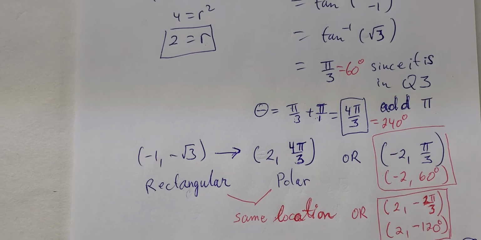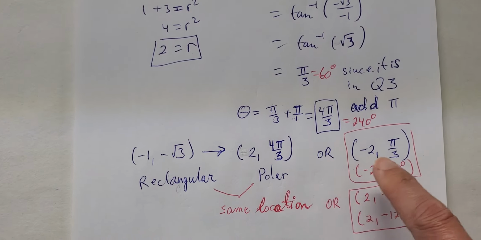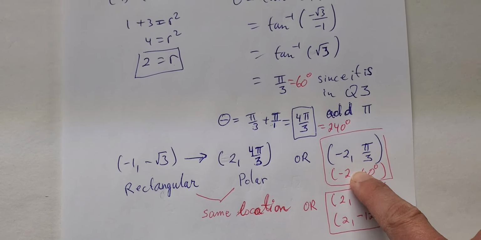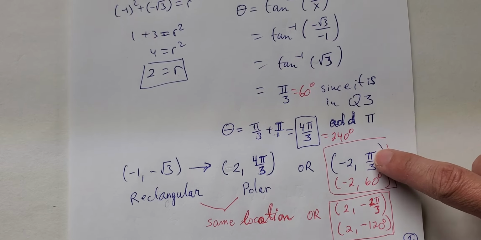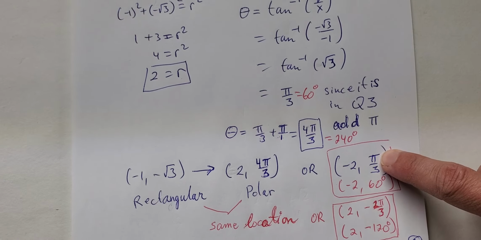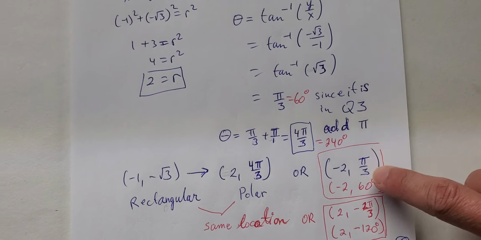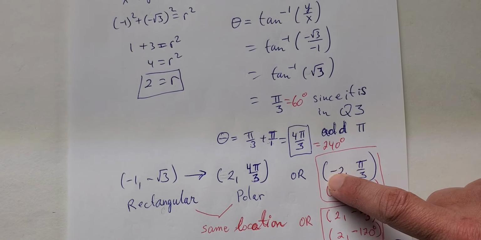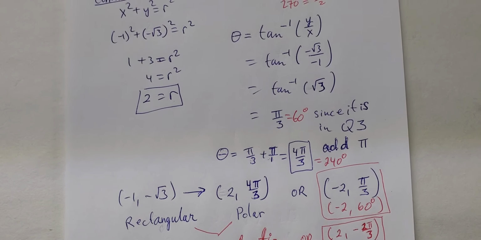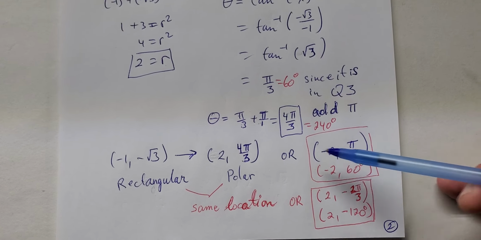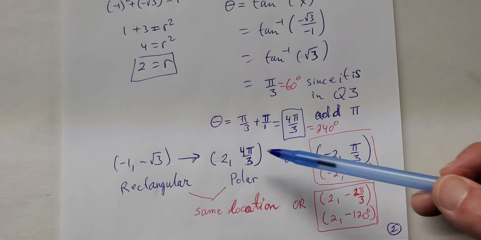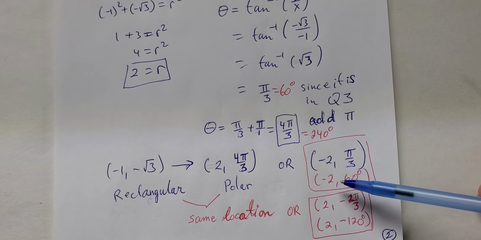Now sometimes we don't want this answer. We can write it in different ways. We know that earlier it was pi over 3. Now pi over 3 is 60 degrees. We can put the negative in R just by flipping it. So right here, this answer is the same as this answer. It's just got flipped. How?